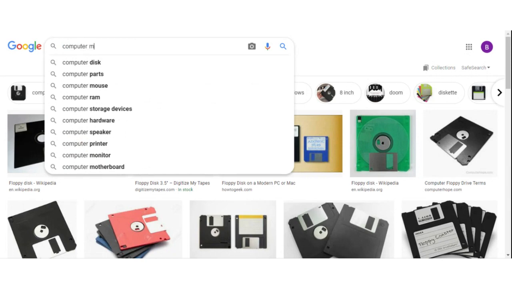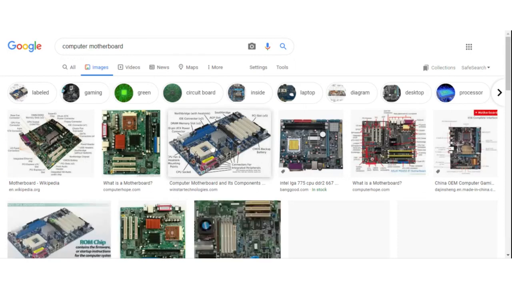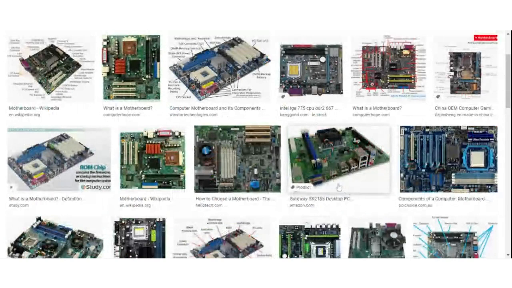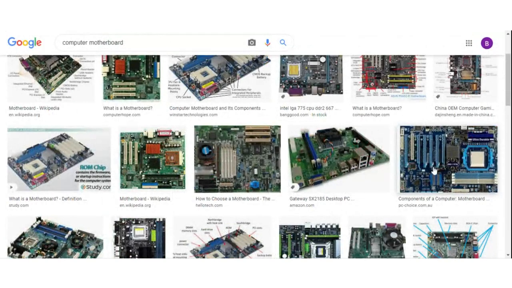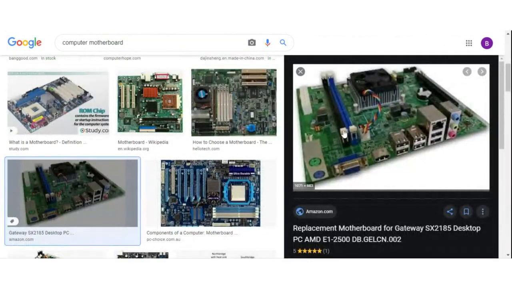Just show you a computer motherboard. Because I believe you are Thomas, so you believe by seeing. Let me just show you the one which is clear. Have this one. I just show this diagram.